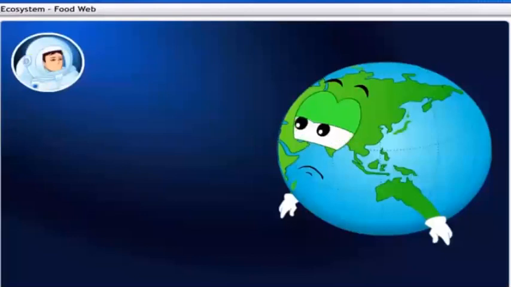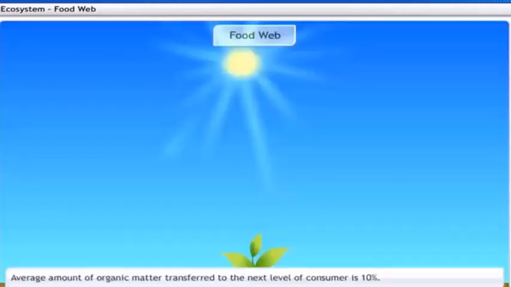So what is the amount of energy that is transferred from one trophic level to the next? The green plants in a terrestrial ecosystem capture about 1% of the energy of sunlight that falls on their leaves and convert it into food energy.